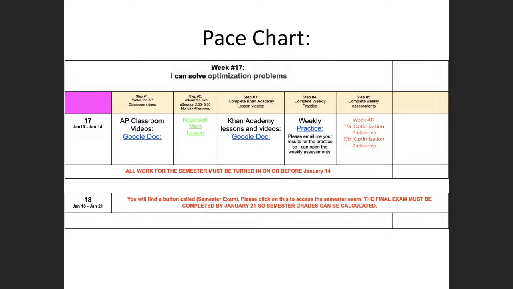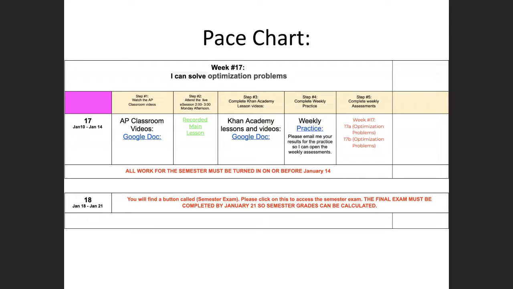Okay, so now the next 2 weeks, week 17, which is this week, we're going to talk about optimization problems. Don't think you'll have any problems with them. And then week number 18 is the semester exam. Now, you can take the semester exam anytime you want. It is set up very similar to what an AP test will look like. It has 4 sections: a multiple choice part and a free response part, with calculator and without calculator. So that is the next 2 weeks.